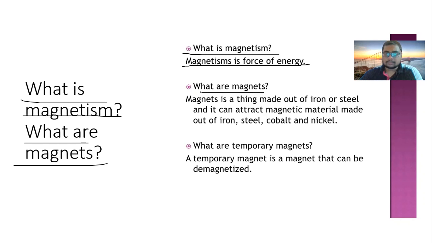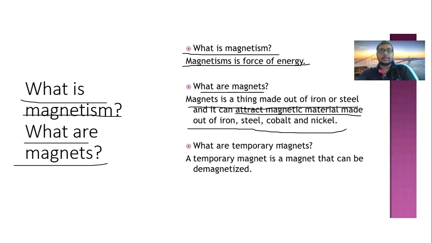Now, what are magnets? A magnet is a thing made out of iron or steel, and it can attract magnetic material made out of iron, steel, cobalt, or nickel. So these are magnets. Magnets are things which are made out of iron or steel and can attract iron, steel, cobalt, or nickel.